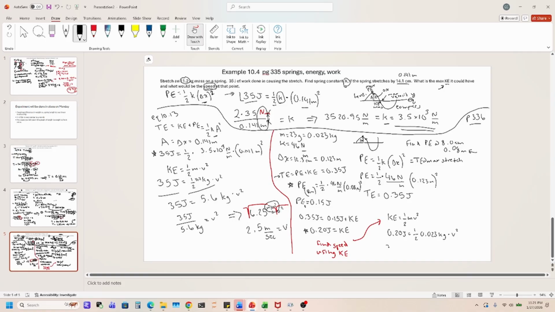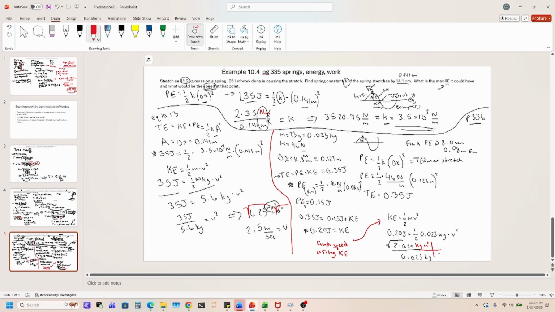I would move everything over to the other side of the equal sign. 1/2 turns into 2 times 0.20 joules divided by 0.023 kilograms. I'm going to write it in red just so I can cancel some units. So a joule works out to be a kilogram times meter squared per second squared.